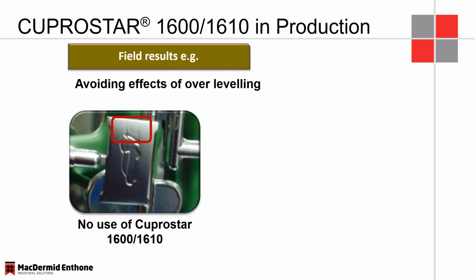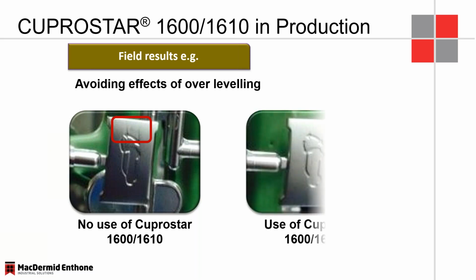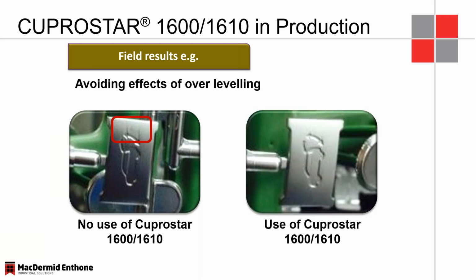So these systems are running in production, not just here in the Americas, but all over the world. So I wanted to show you some pictures of some of the advantages of the CUPROSTAR 1600 and 1610 versus some of the other processes that it's replaced. In this case, we're able to avoid effects of over leveling. This is a part that does not have the CUPROSTAR copper layer underneath it. You can see some over leveling defects here. By utilizing the CUPROSTAR 1600 or 1610, I'm able to avoid those over leveling issues.